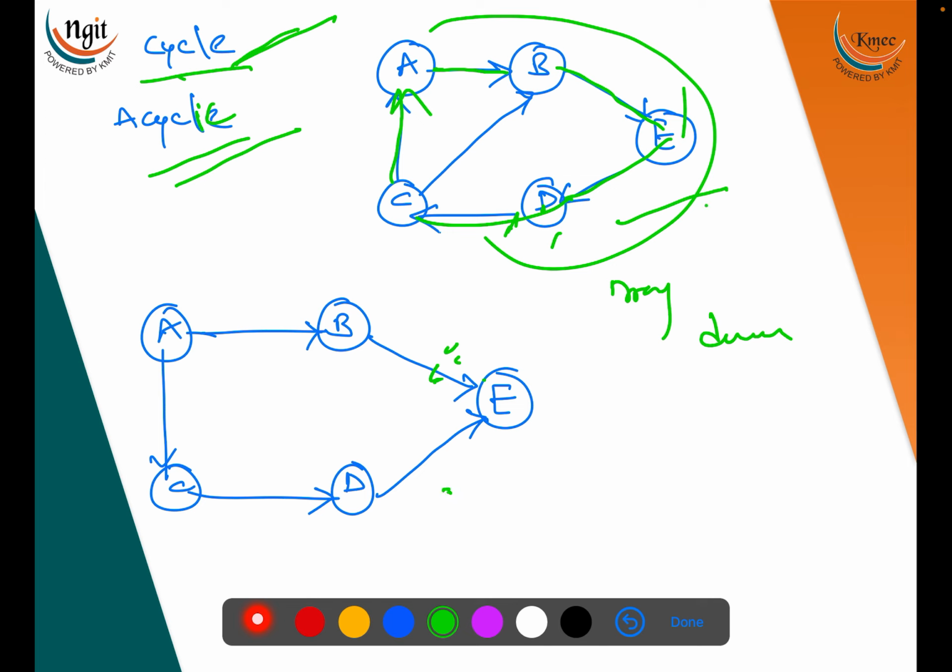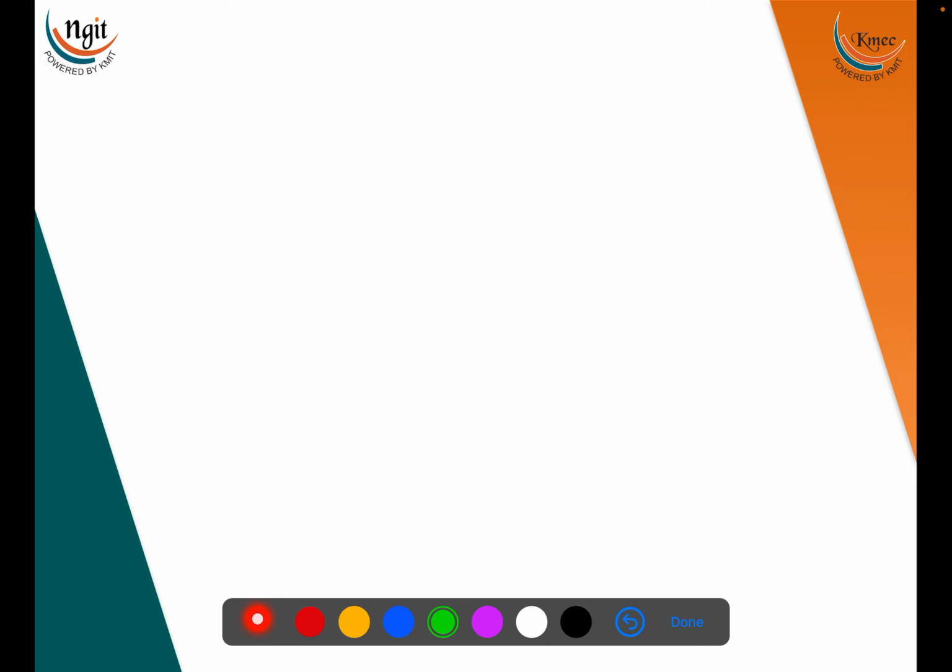Now look at this acyclic graph. We started with A to B, B to E, and you cannot come back from E. So it doesn't form a cycle. Again A to C, C to D. It is an acyclic graph.